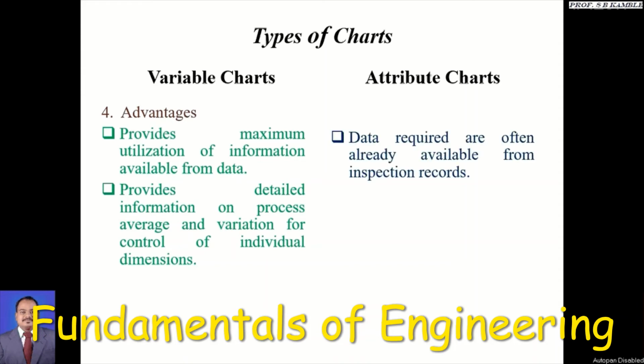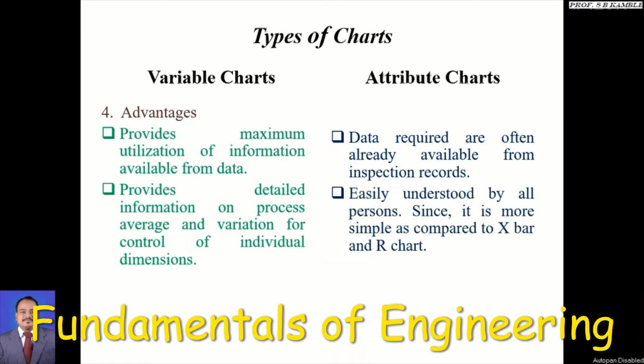In attribute charts, the data required are often already available from the inspection records. In the inspection record, we get the defective products by using a go and no go gauge, and based on that information we can plot the attribute charts.